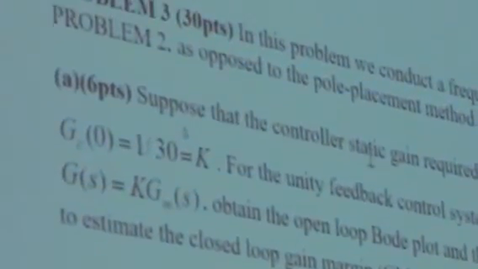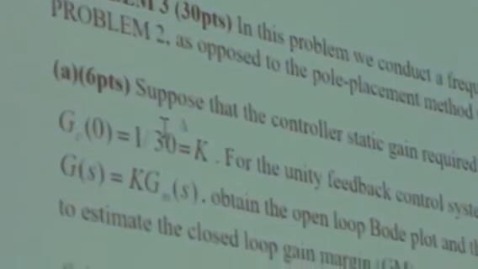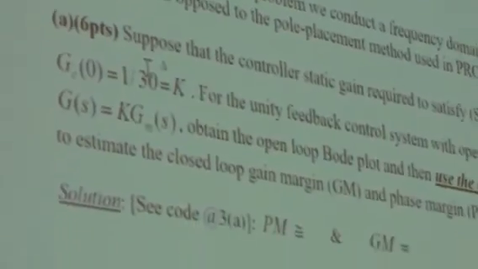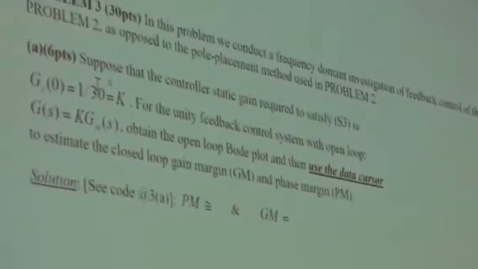What's the static gain of that controller? 0.6K. You let S equal 0, right? It's not K. But to get unity static gain, suppose that the K value that you need for required static gain is G of 0 is 1/30. So the controller static gain is required to be 1/30. Not unity. The controller gain is required to be 1/30.